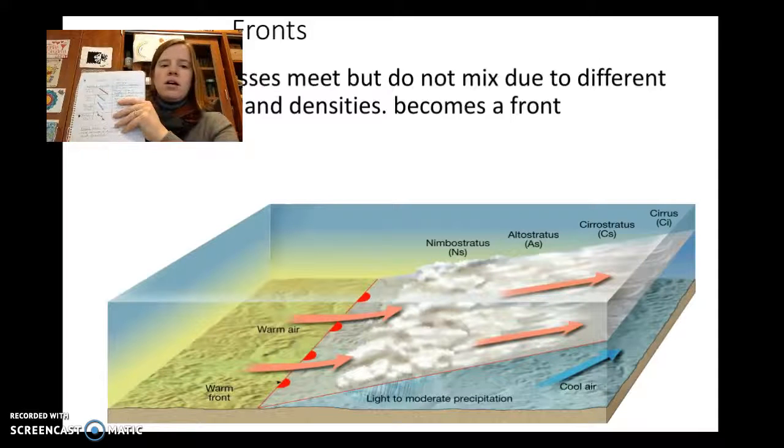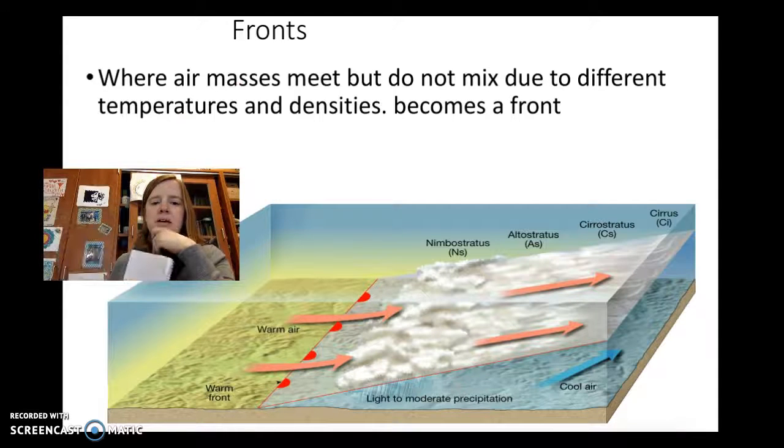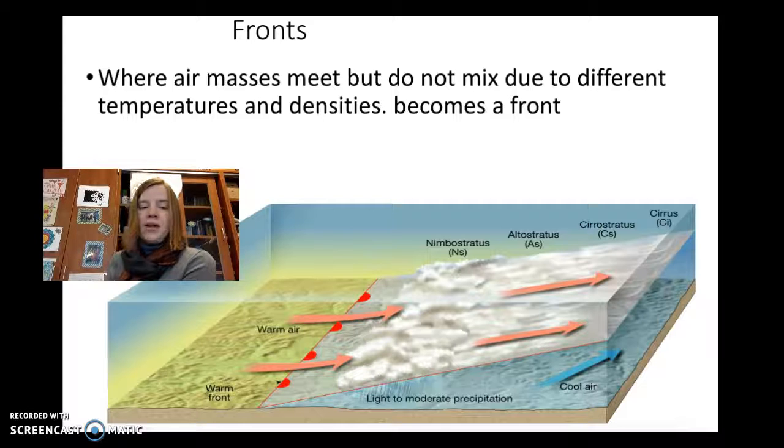So fronts, oops, let me get myself out of the way here. Fronts are where air masses meet but do not mix due to different temperatures. So fronts, as I was saying, are where two air masses meet but don't mix because they have those different temperatures, they have different densities, and when that happens, they become a front.